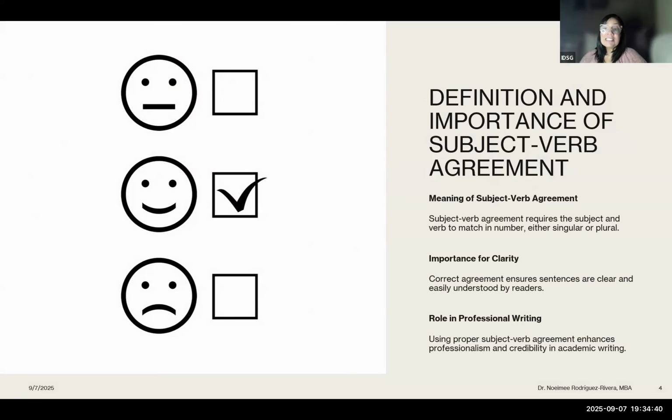Subject-verb agreement means ensuring the subject and verb in a sentence match in number, singular or plural. This grammatical harmony is vital for clear communication and professionalism in academic writing.